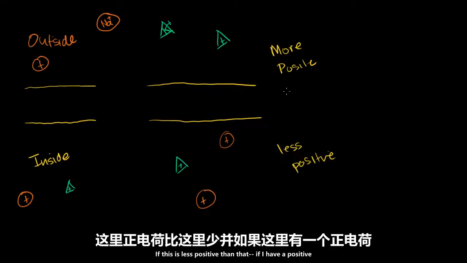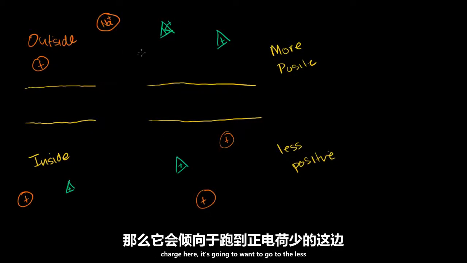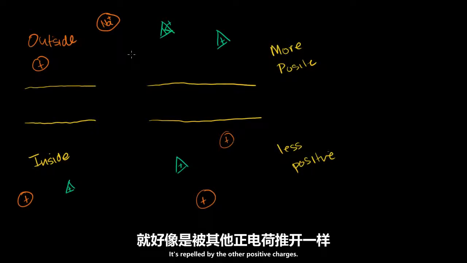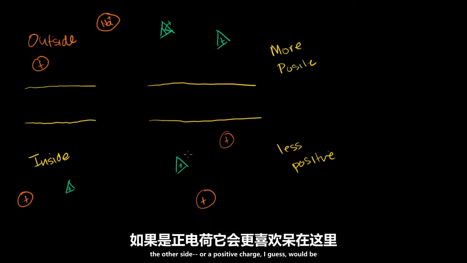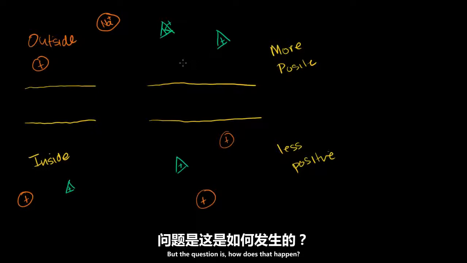Right? If this is less positive than that, if I have a positive charge here, it's going to want to go to the less positive side. It's going to want to go away from the other positive charges. It's repelled by the other positive charges. Likewise, if I had a negative charge here, it would want to go to the other side. Or a positive charge, I guess, would be happier being here than over here. But the question is, how does that happen?